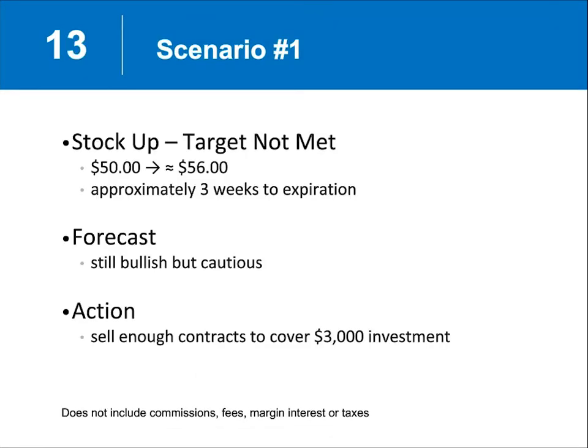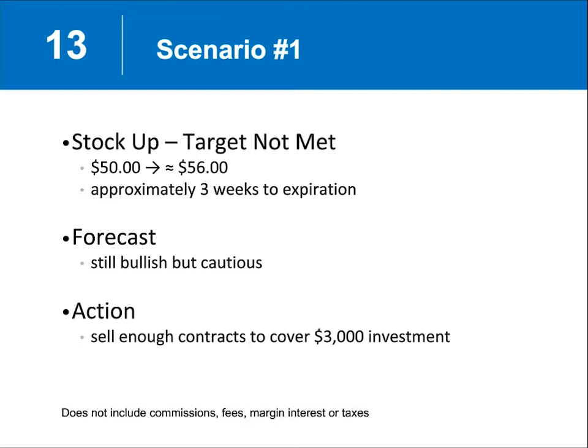So our first scenario starts with the stock moving higher. And here it's moved from 50 to 56. We have about 3 weeks left till expiration, so our price target has not been met in this case. We're still bullish, but we're a little cautious now. We're running out of time. Theta decay is starting to pick up on us, so the forecast is what I'm going to draw your attention to here and on all of our future examples today. We're bullish, which means we still want to hold a position and want to be long delta, but we're cautious, so we might not necessarily want to be taking the level of risk that the current position holds.